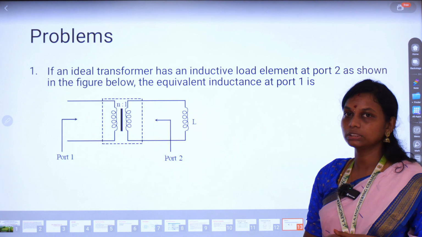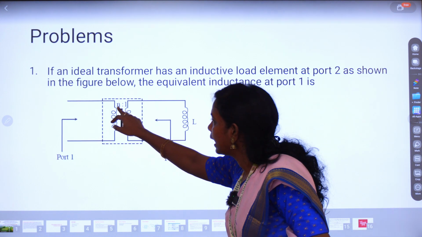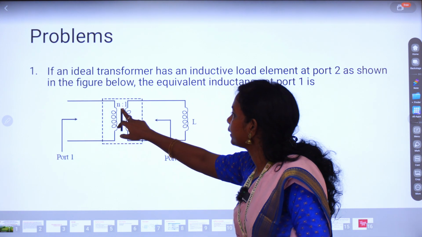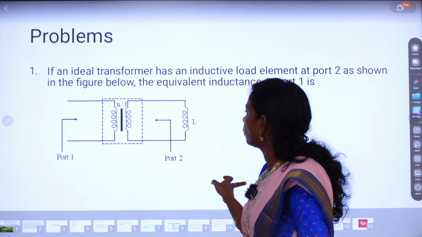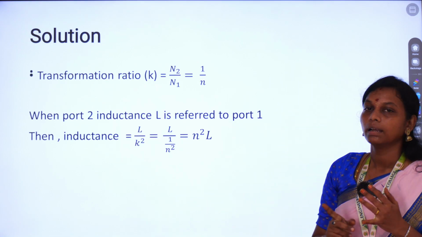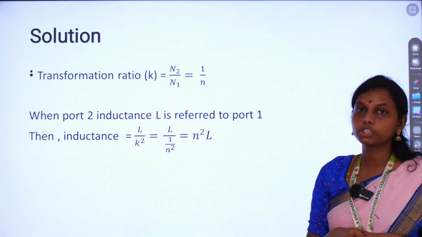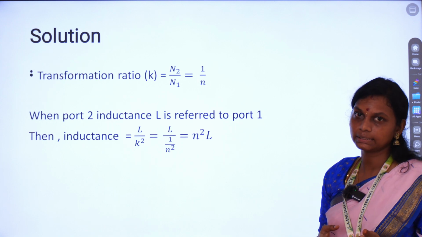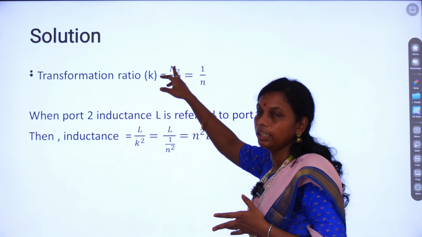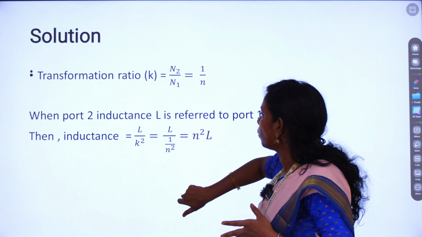So what is the concept over here? It has given us n:1, that is the ratio. While giving the ratio, and it is an inductive load, what is the transformer ratio formula? While mentioning it in terms of n squared divided by 1. So what is the ratio?